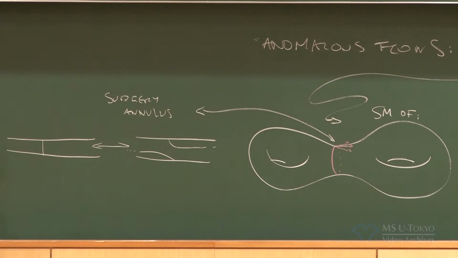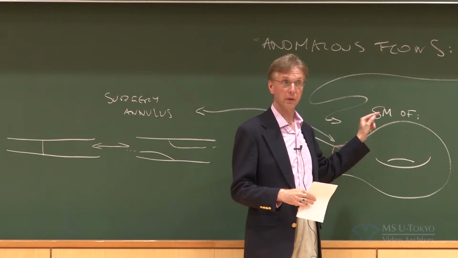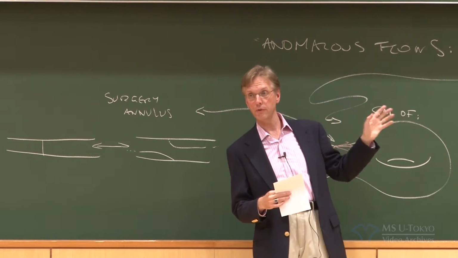And that's what they do. And that gives them an example of a new flow, and they work somewhat hard to establish that the new flow is still an Anosov flow, because if it weren't, it wouldn't be as interesting.